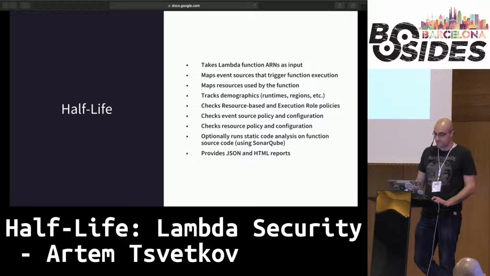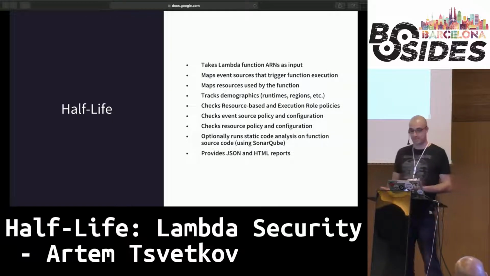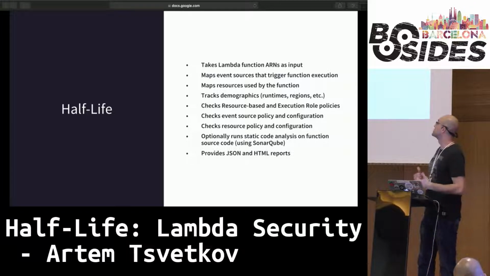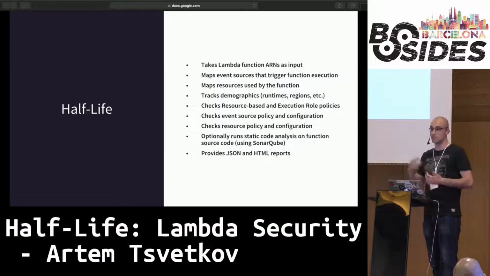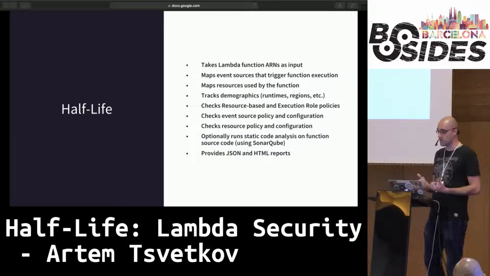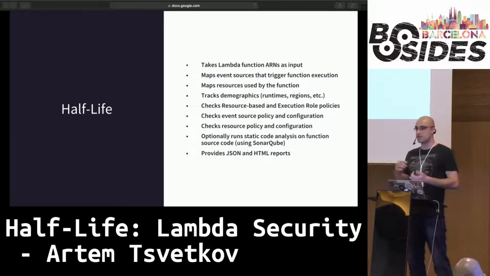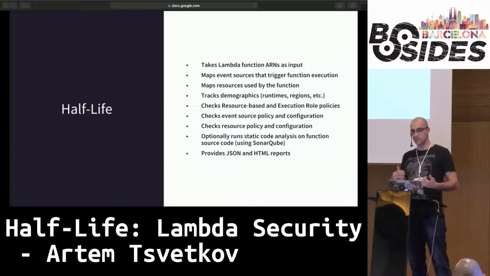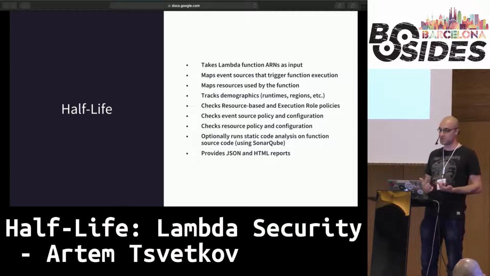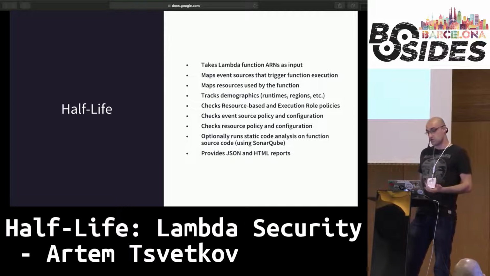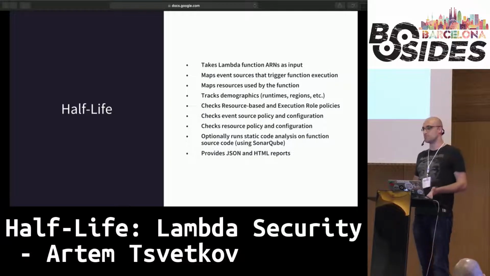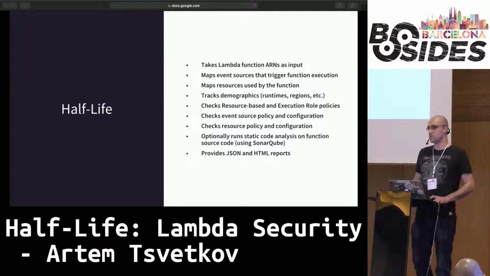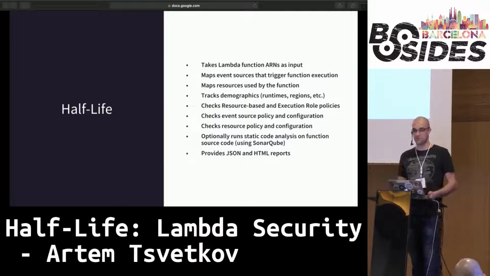And yeah, so the way Half-Life works is basically it takes in a list of function ARNs. So you're saying, okay, audit all of them, or maybe there's one specific one that I want. And then using this function it's going to find all the event sources for this function. It's going to find all the resources it uses, and then check the policies. How are those configured for the function, as well as all the resources and event sources. And it's going to also check some configurations, like, for example, is storage encrypted or not? And as you know, or maybe not, but in Amazon, everything comes for free regarding encryption. You can always enable it for free.